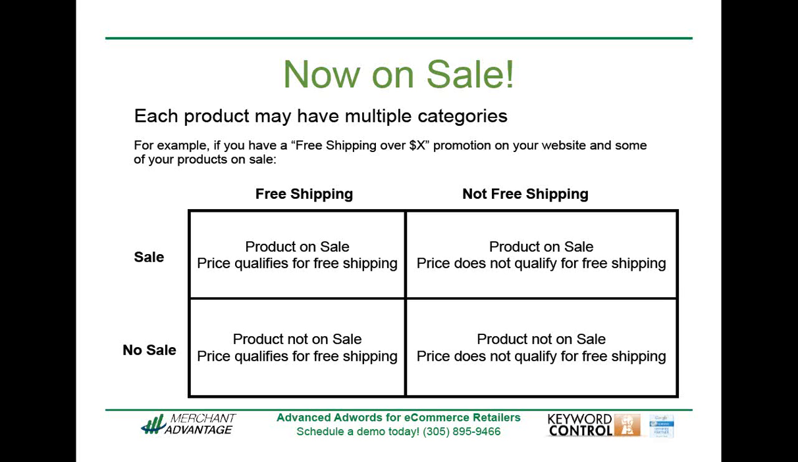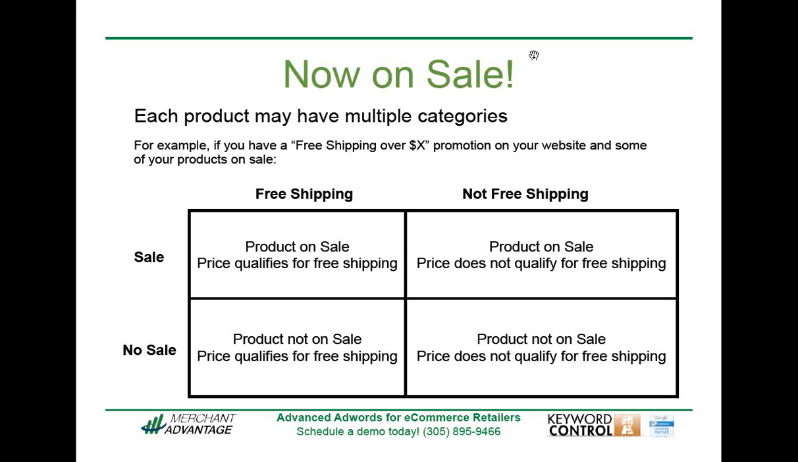Ones that are on sale and have free shipping. Ones that are on sale and don't have free shipping. Ones that have free shipping but aren't on sale. Ones that are not on sale and don't have free shipping. And the truth of the matter is that if a product price is changing and you have free shipping over $75, and one day the price is $79, and the next day it's $69, your product's going to be shifting through these categories.